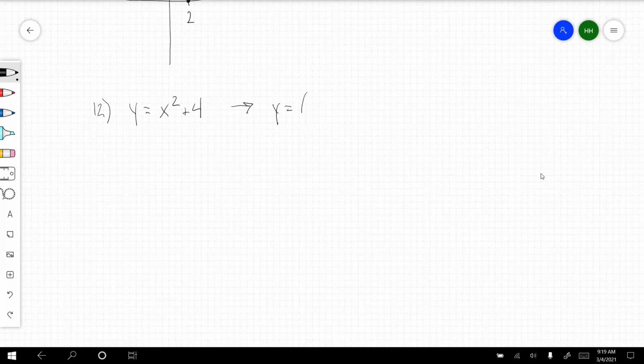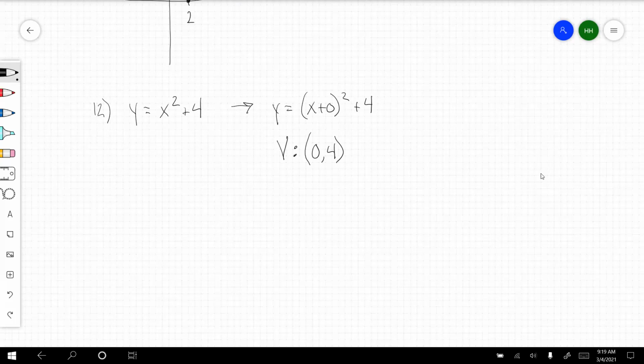Number 12, we got y equals x squared plus 4. We said earlier in the week that y equals x squared plus 4 is the same as y equals (x plus 0) squared plus 4. So this vertex is going to be at (0, 4).